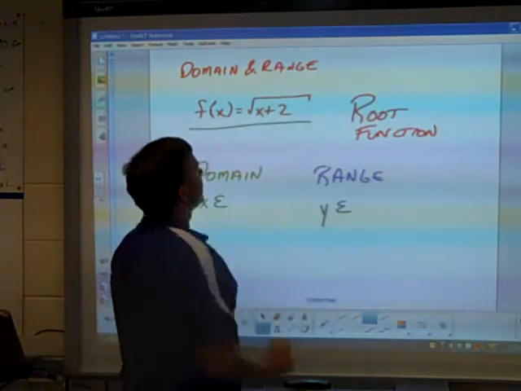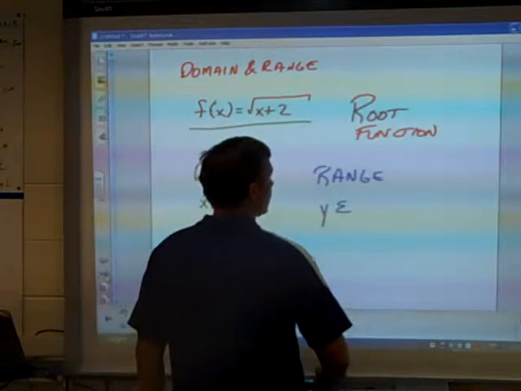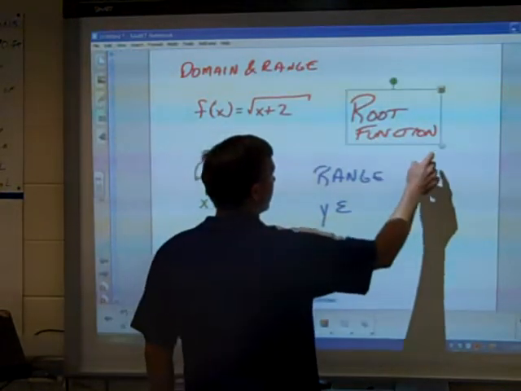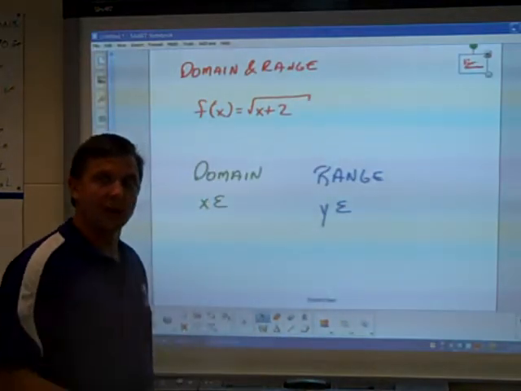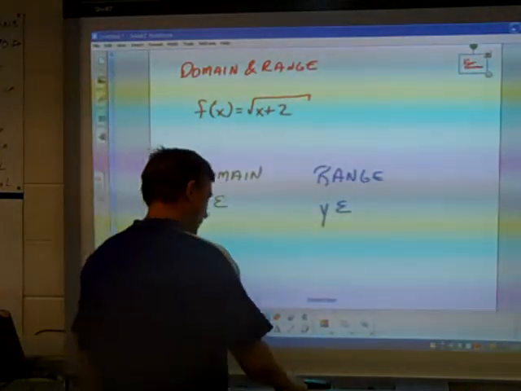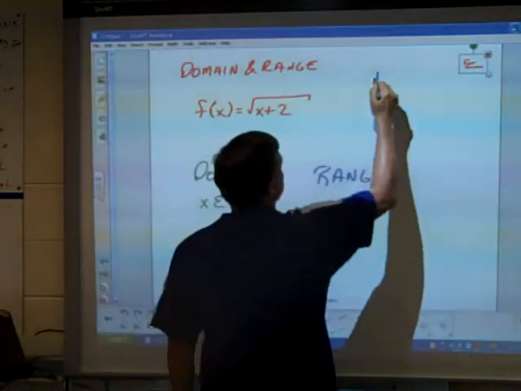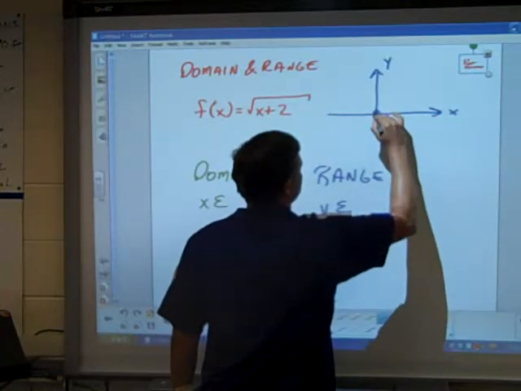I have the function f of x equals the radical of x plus 2. Now that's a root function. We should all recognize that from our pre-calculus days. Alright, and we're going to have to be able to do the basic functions, lines, root functions, absolute value functions. We'll cover that here later, but for today, this is a root function. And we know the standard root function looks like this.